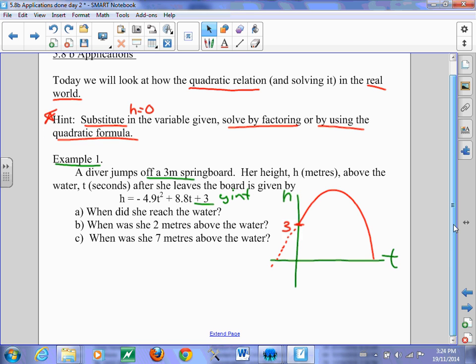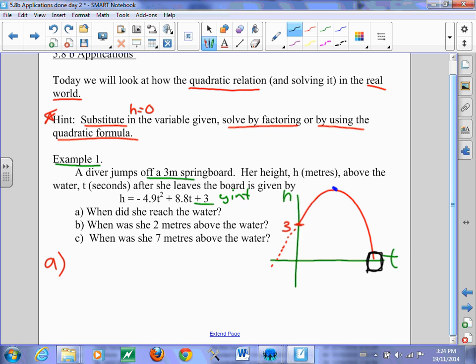So what does that tell us? That over time she gets to a maximum height, which is here, and then she falls down and gets to the water. All right, so let's answer some questions here. A, when did she reach the water? What we're looking for in part A is where her height is 0. So that's going to be at the x-intercept. To find the x-intercept, you have to let the height equal 0.